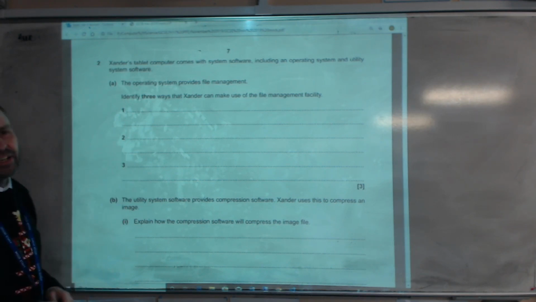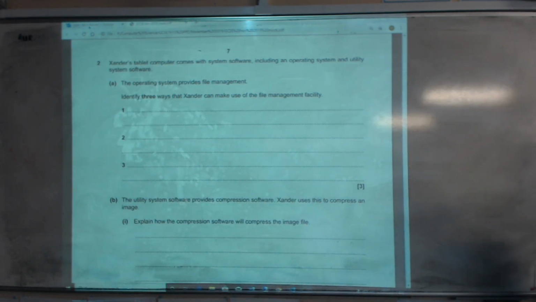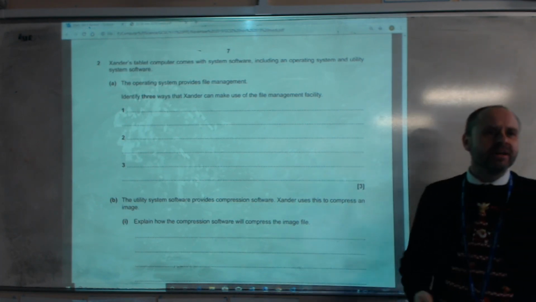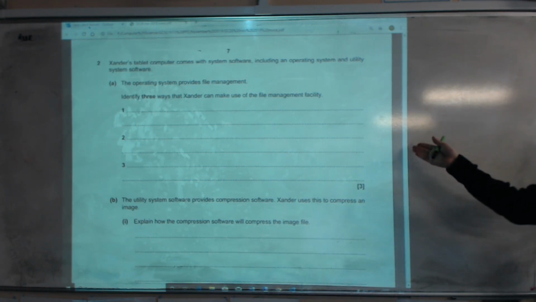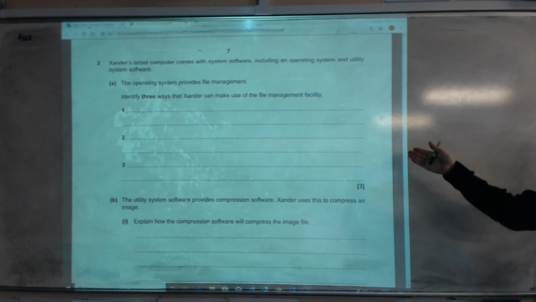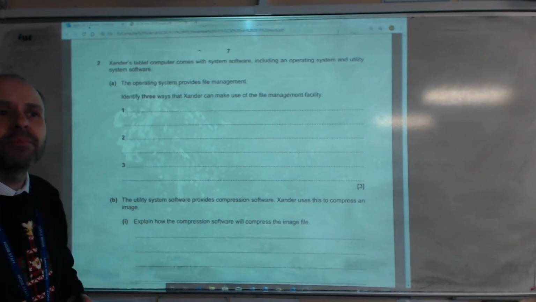Right, file management. That's all the stuff to do with organising your files. But we need to be specific. There were a lot of waffly answers on this. Okay, so file management is organising things into folders. Organising what into folders? Documents. What is he using it for? So it may be, yeah, his documents, his applications he might be putting in folders.